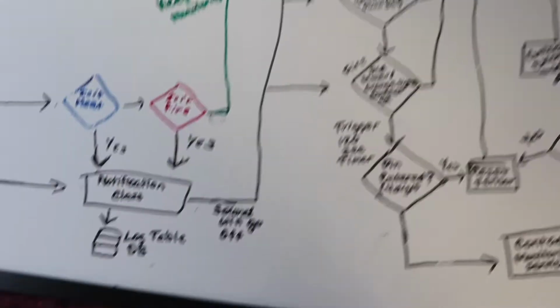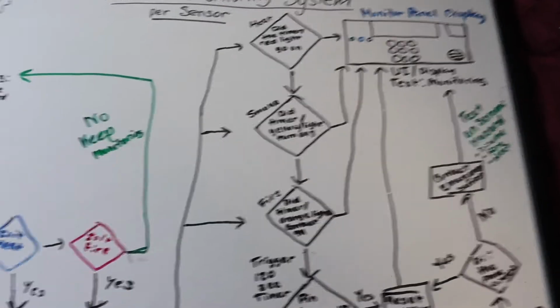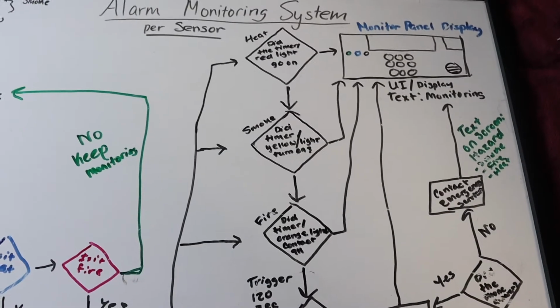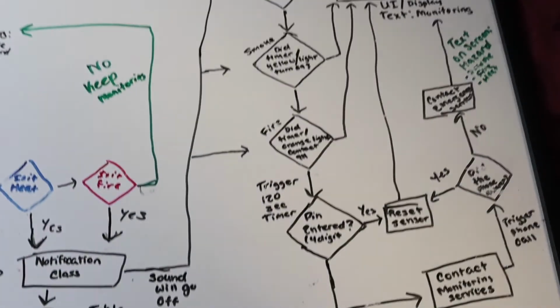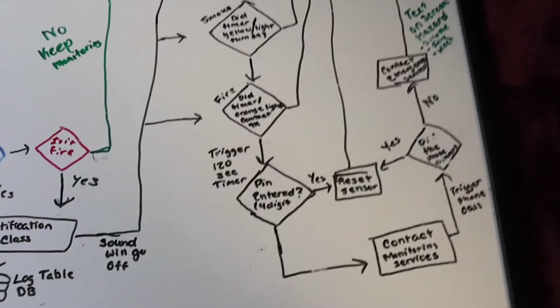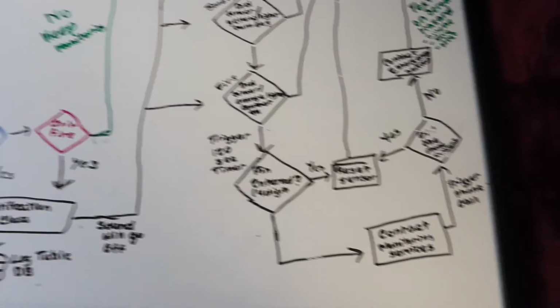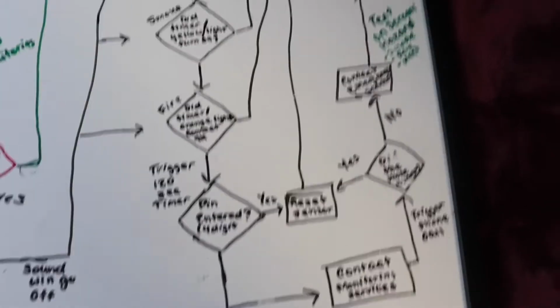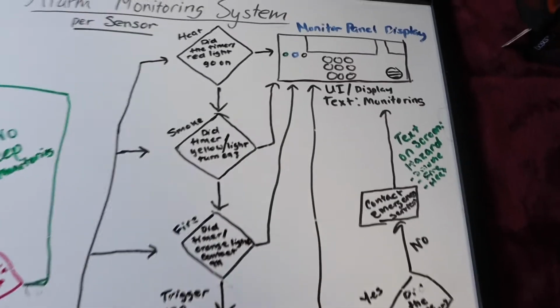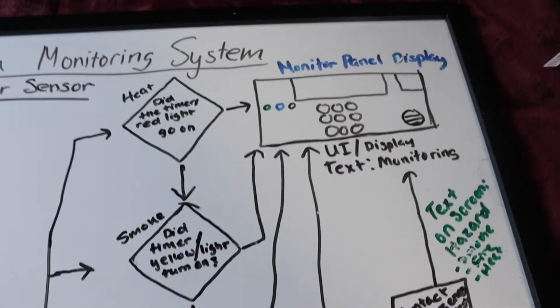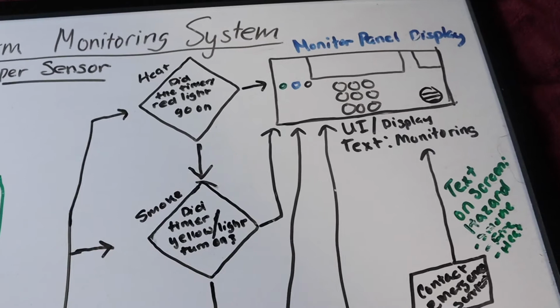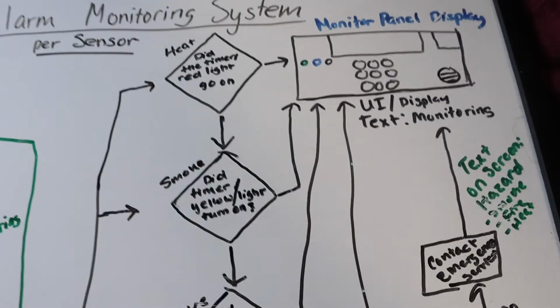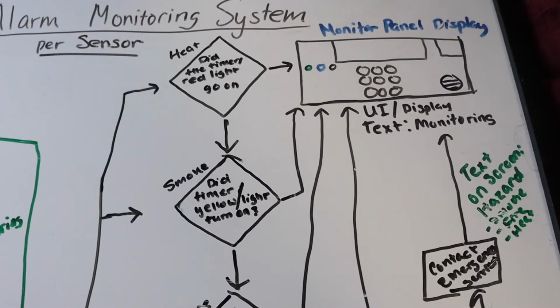I have here my example. There's going to be a timer. There's going to be a sound. The timer will go off if the person doesn't type in the PIN code within a certain amount of time. Then it's going to contact the monitoring service, and then the authorities. And of course, I have my UI, and this is how it's going to look in the end with my UI display. And we're going to talk about testing as well.